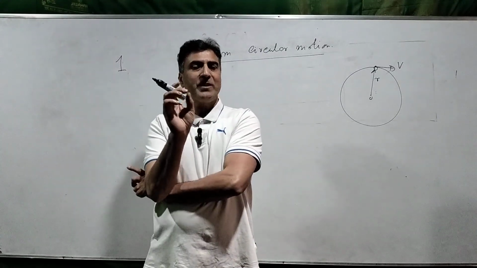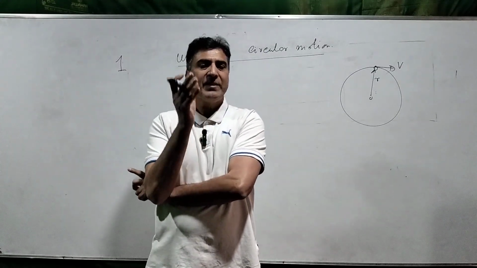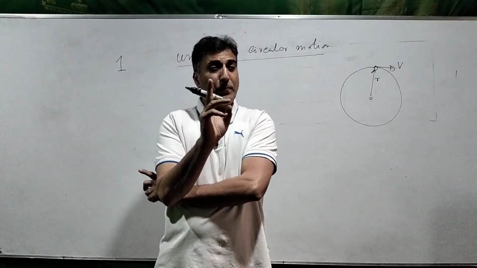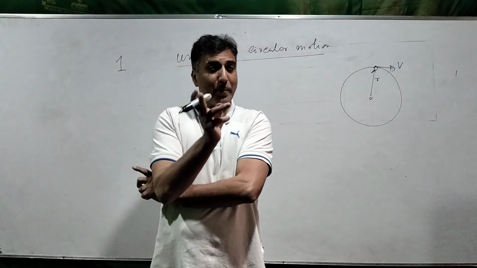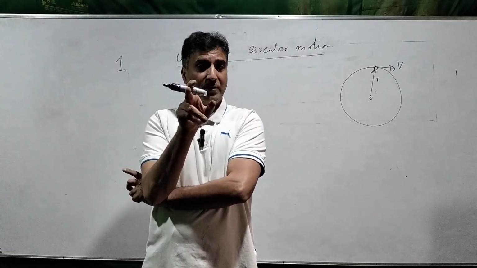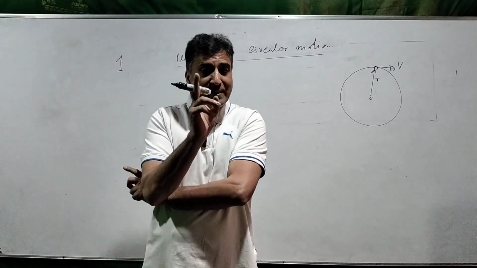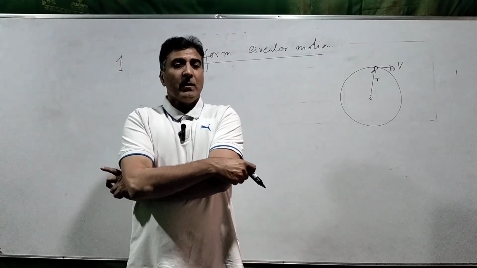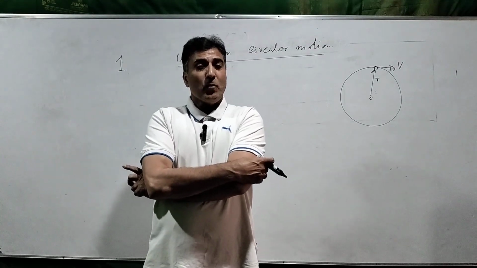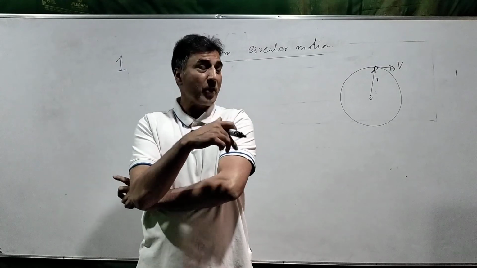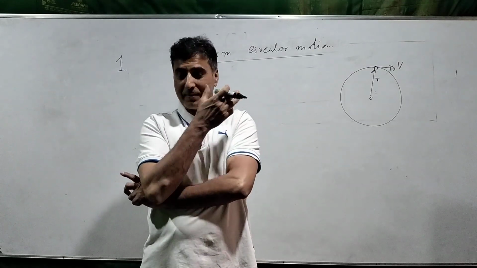When the speed of the object moving in a circular motion is constant, then you say it is a uniform circular motion. But don't think that it is a uniform motion. Uniform motion means velocity is constant. In uniform circular motion, velocity is not constant. It is the speed which is constant. So uniform circular motion is an accelerated motion. Number one, that's the first point I can talk about.